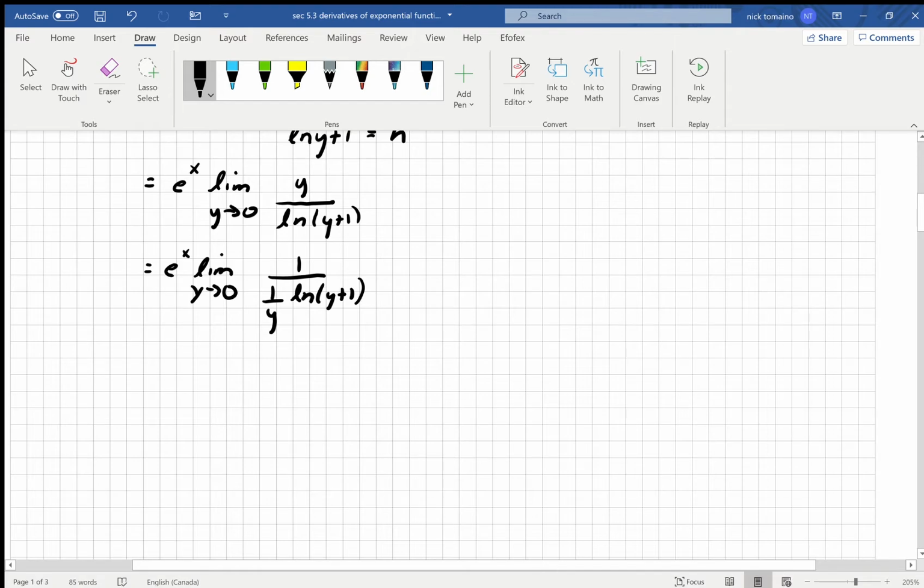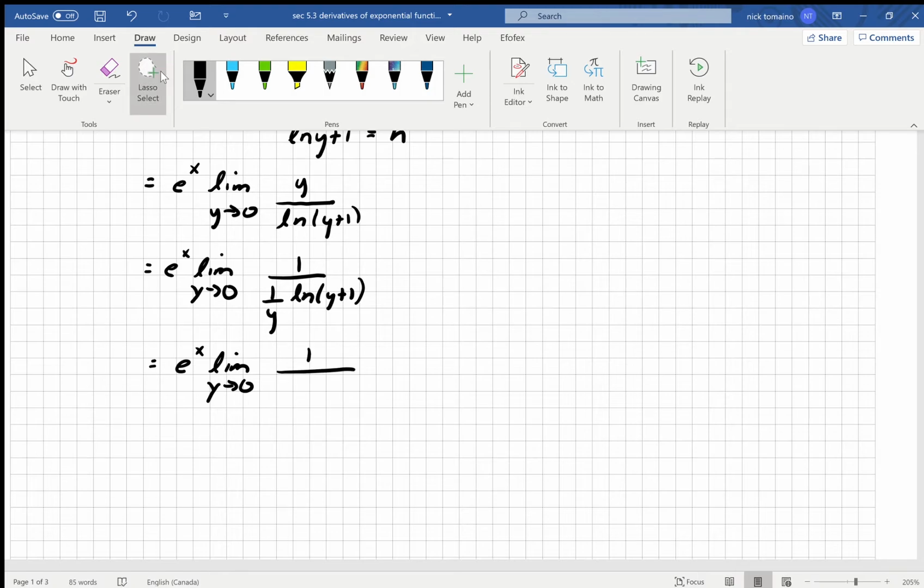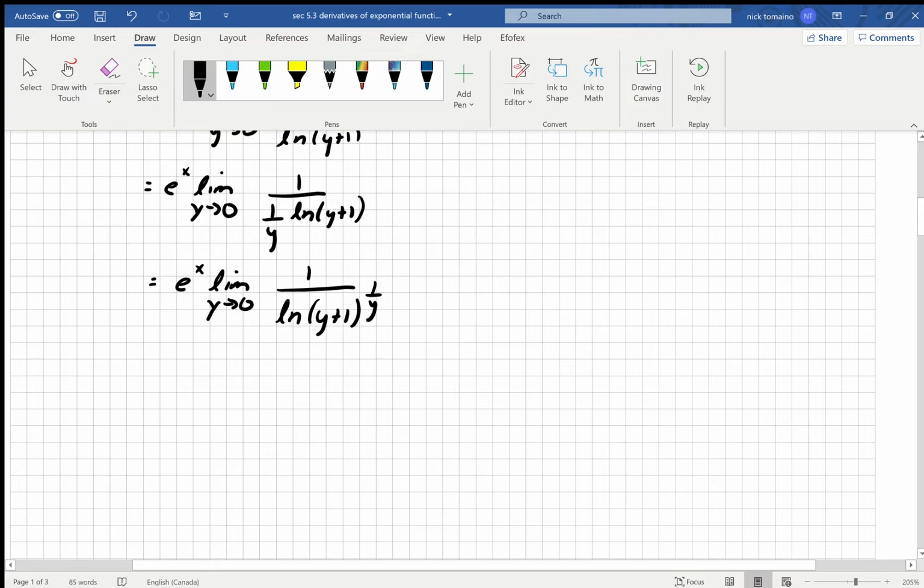Now what we're going to do is use our logarithm laws here. We have the limit as y goes to 0, 1 over, now I'm going to bring the 1 over y and put it as an exponent over here. So we're going to get ln of y plus 1 to the 1 over y. All right, now this might start looking familiar to some of you.